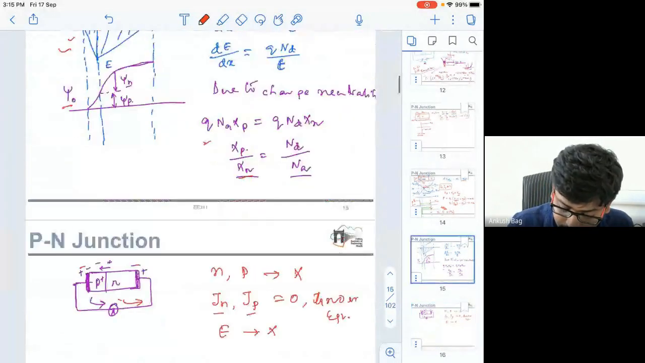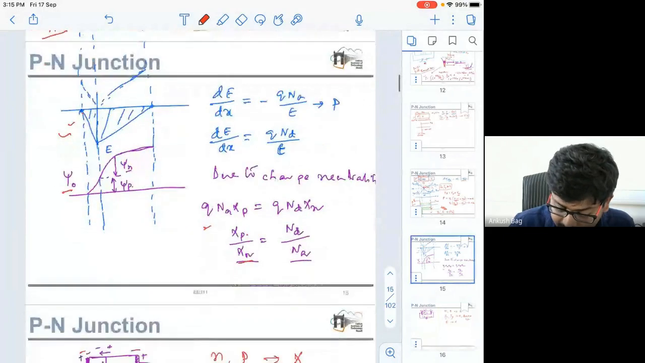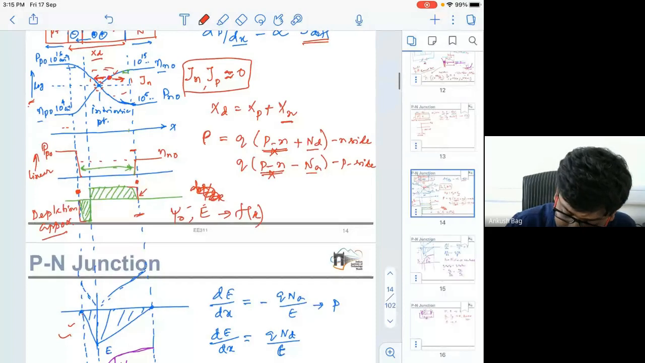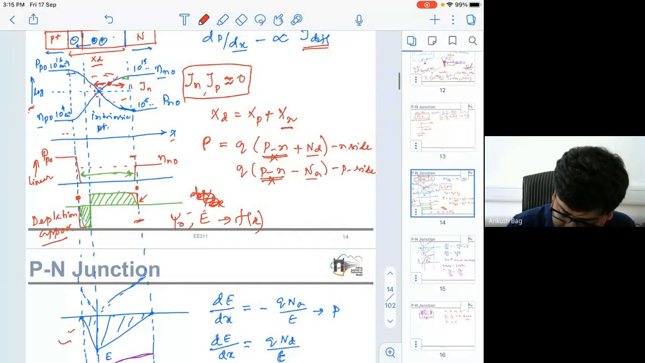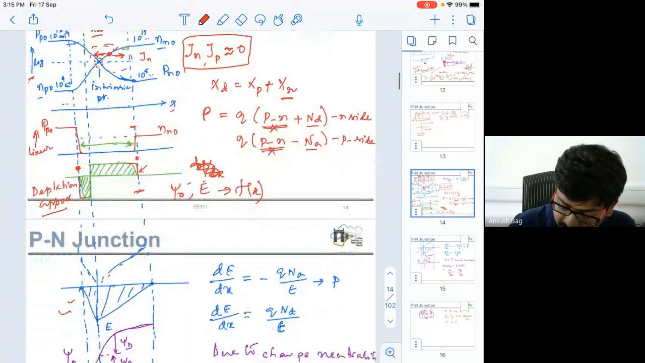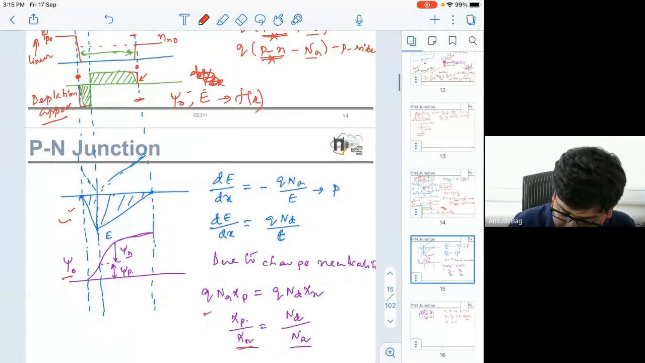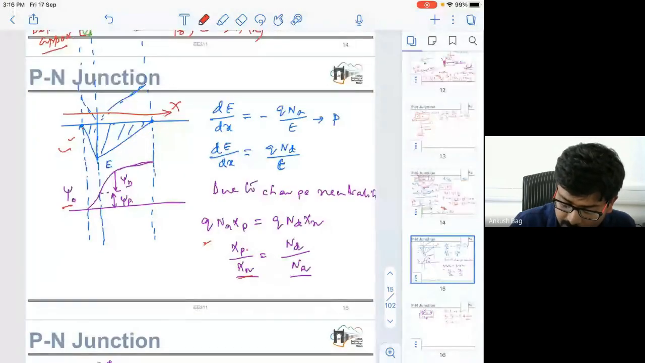Now we have drawn the NP variation with X. Again, Jn and Jp is 0, so this is the NP variation with X. Jn and Jp is 0 because this is under thermal equilibrium, so again there should not be any current flowing through the diode. This is all the calculation we are currently doing for the thermal equilibrium condition, as well as this is the variation of electric field with X.